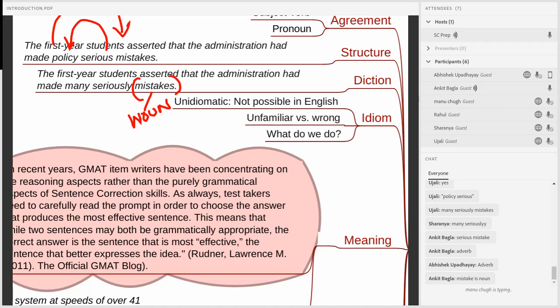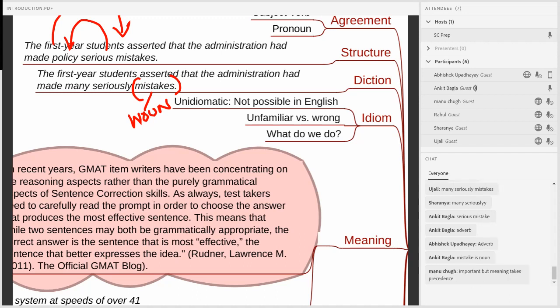Some idioms actually are very important and they are very frequently tested, like both X and Y, and not only but also. These types of idioms I think we should know. But there is a long list of idioms, and in sentence correction we will not get an option which has only one error. Many errors will be there. So idioms is a very challenging topic.